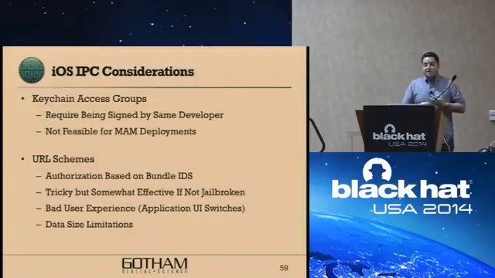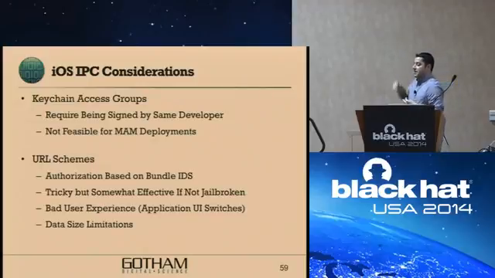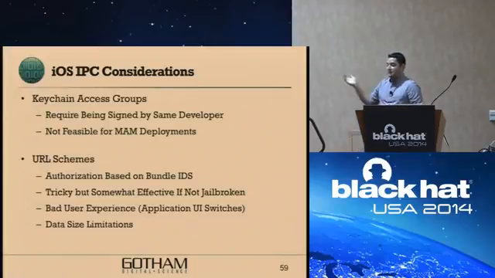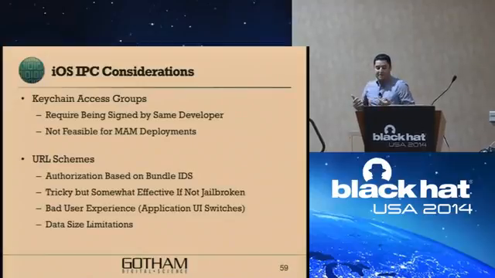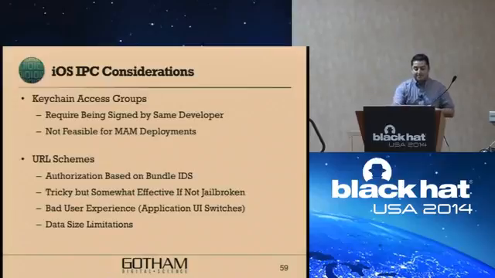So what are some considerations for IPC? There's keychain access groups, right? The problem with keychain access groups is the MAM agent is going to be signed by the vendor. You download it from the App Store. That's going to contain a signature from the vendor. The wrapped applications are going to contain signatures from your enterprise. So totally different developers. You can't even leverage access groups for this.